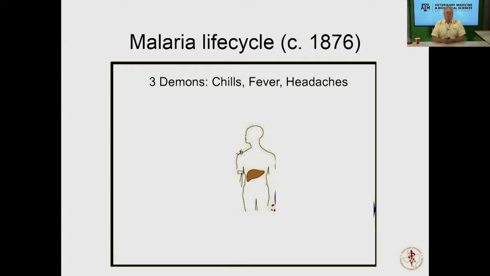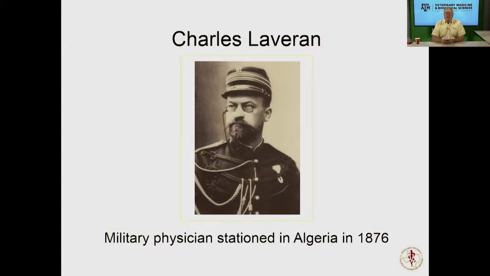So let's talk a little bit about the life cycle. All right, I've alluded to it. At first, prior to 1876, we knew there were 3 demons: the chills, fever, and headaches. And that's pretty much all we knew. And then in 1876, there was a French physician named Charles Laveran, and he was stationed in Algeria. And he was very interested in malaria because a lot of the French military in Algeria were infected with malaria and affected by malaria.